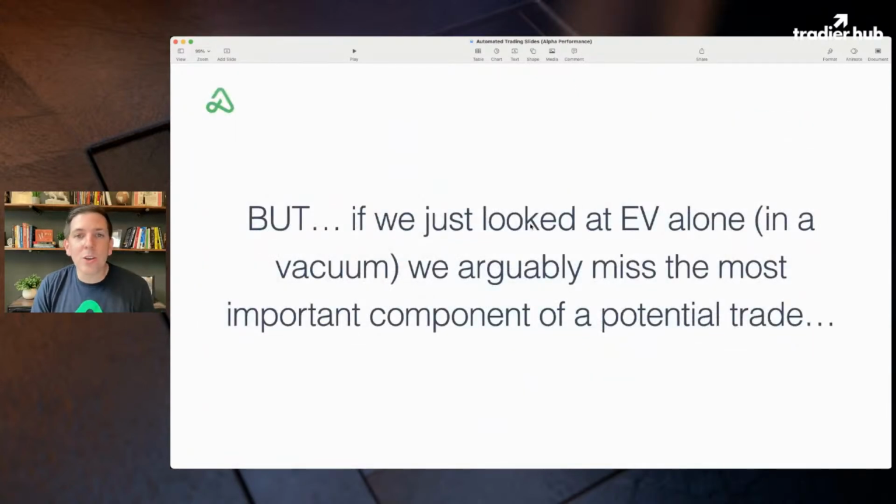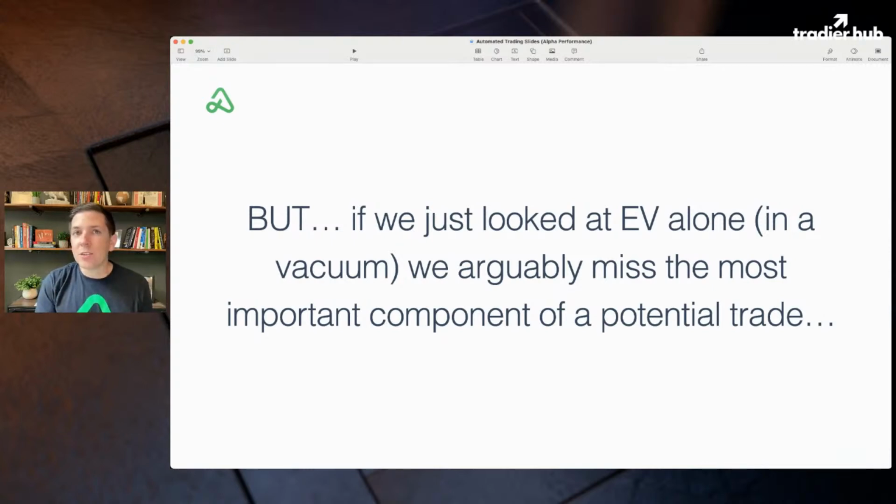Okay, but if we just looked at EV alone, and this is really where I want to start our main discussion, for the last 2 weeks all we have done is look at what expected value is, and whether expected value actually turns into realized value of those contracts. We found out that was true in last week's research, and we have more data that backs that up and continues to be true. So now we have to ask ourselves, if we just looked at EV alone, basically in a vacuum, we're arguably missing the most important component of a potential trade. And I would argue that we are.